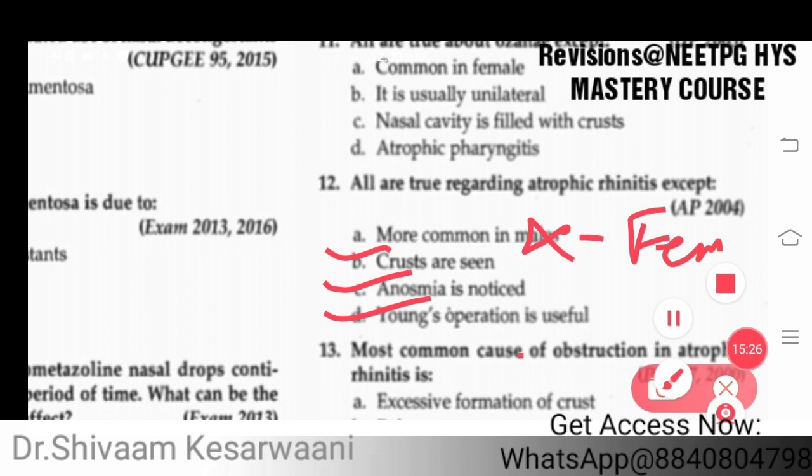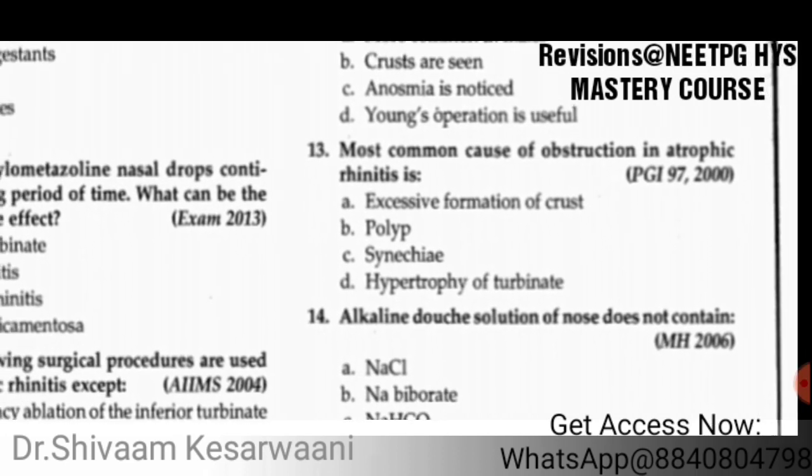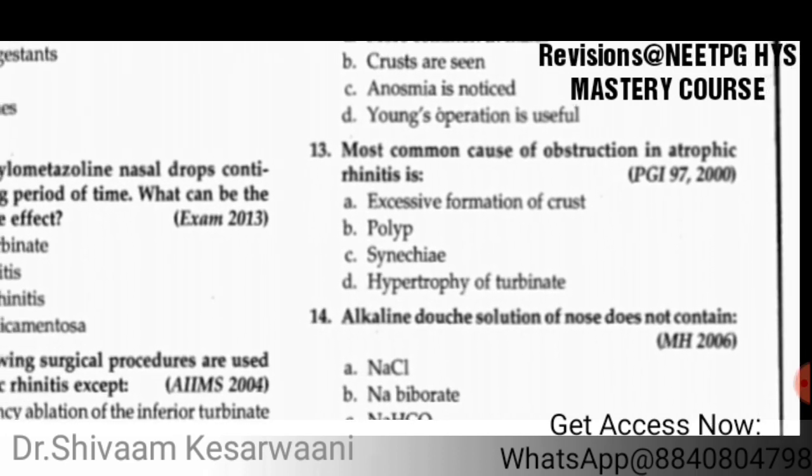Now, the most common cause of obstruction in atrophic rhinitis is: excessive formation of crust, polyp, synechiae, or hypertrophy of turbinates. Now you all tell me the answer. Yes, it is excessive formation of crust.